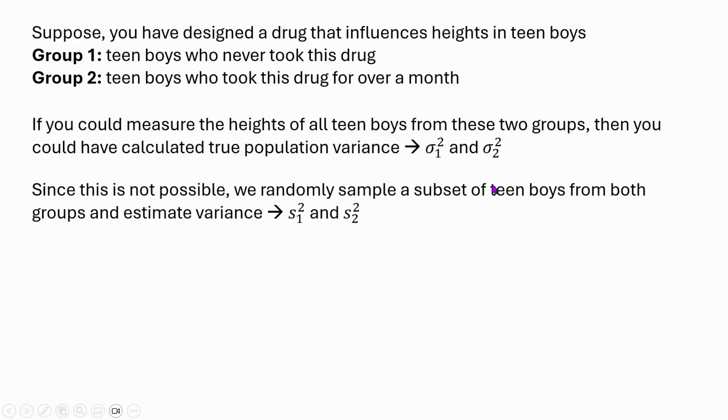So that subset of teen boys, which consists of, say, just assuming 100 from group 1 and 100 from group 2, their variance is not the true variance. So we can call them estimated variance, which is denoted by S1 square and S2 square.